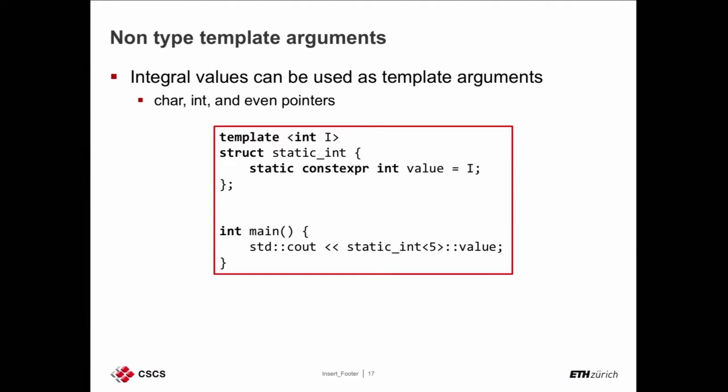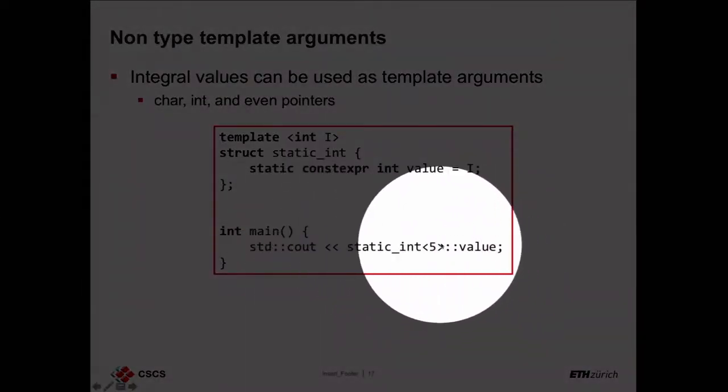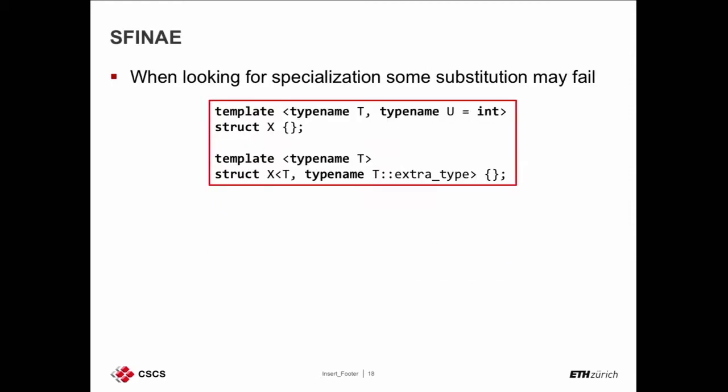There's no evaluation of 5. This is actually static int 5. I know this is number 5 at compile time. And there are cases in which you want to play with these things. This is actually available in the standard library.